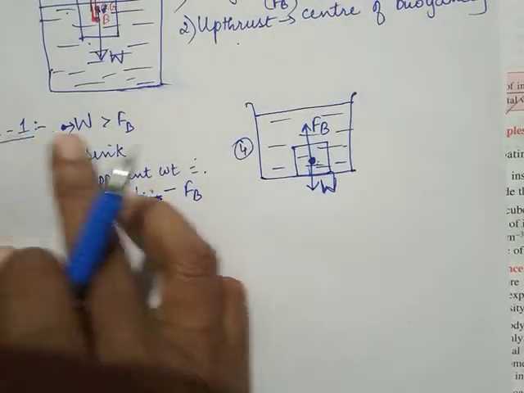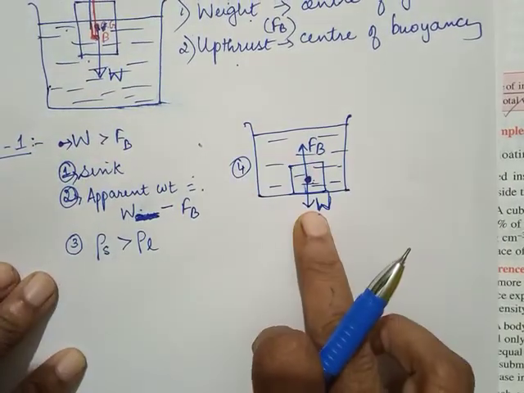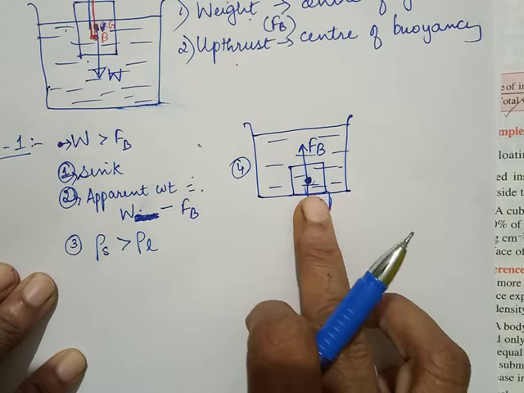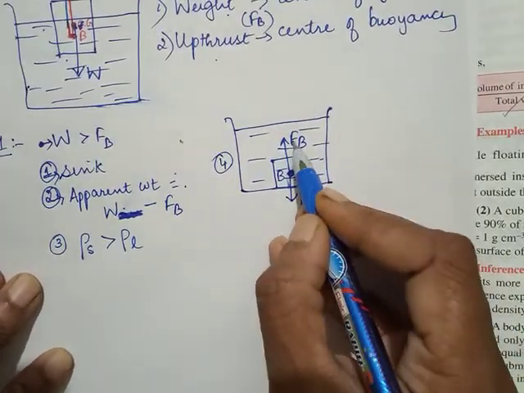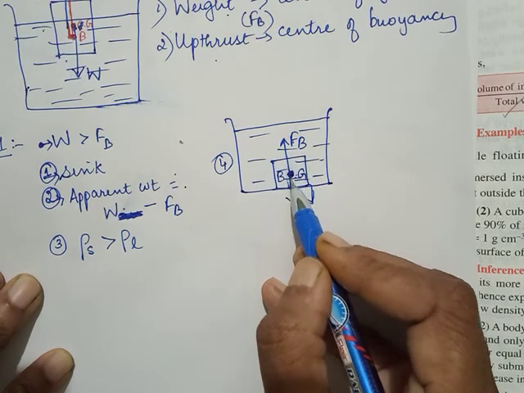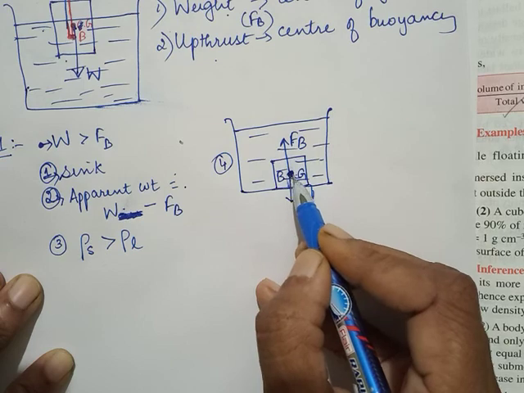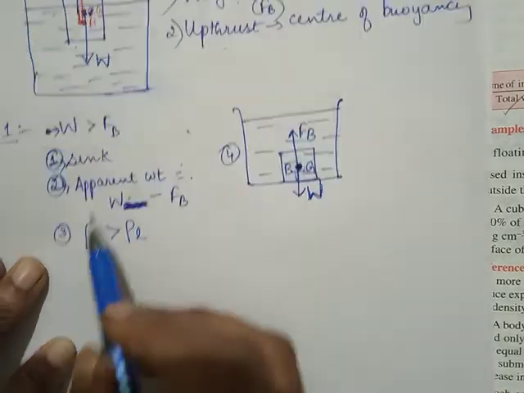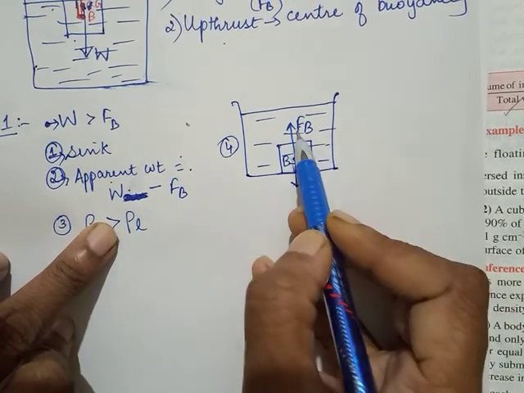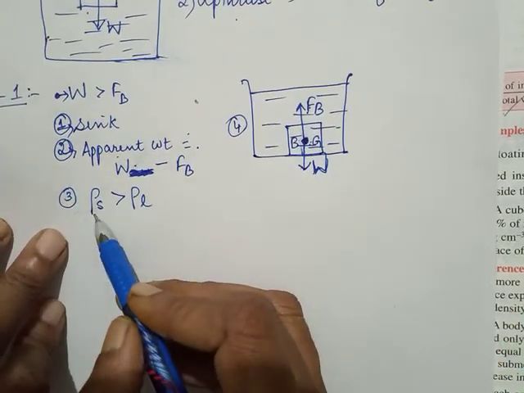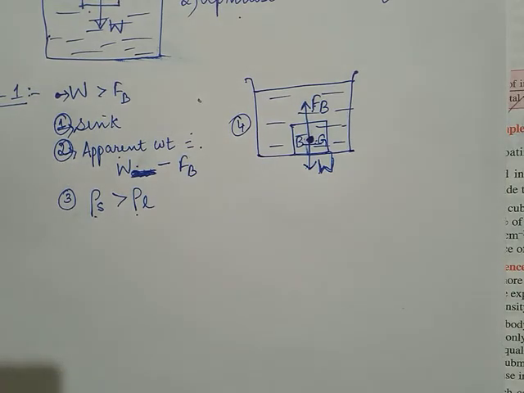So case 1 we have considered: if W is greater than upthrust, then the body will sink fully. In that case, both W and upthrust will be acting from the same point. W will act from G, upthrust will act from B, but both the points will be same. The body will have an apparent weight equal to W minus FB. In this case, density of solid will be greater than density of liquid.